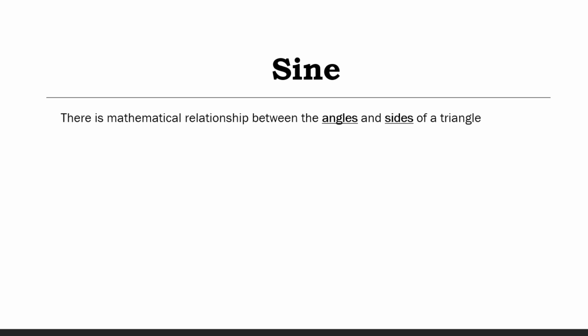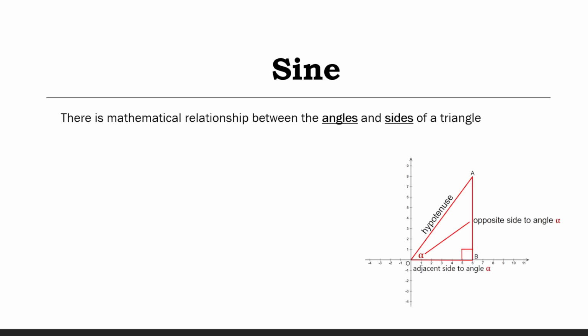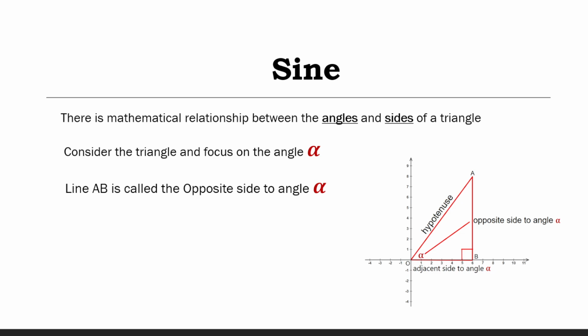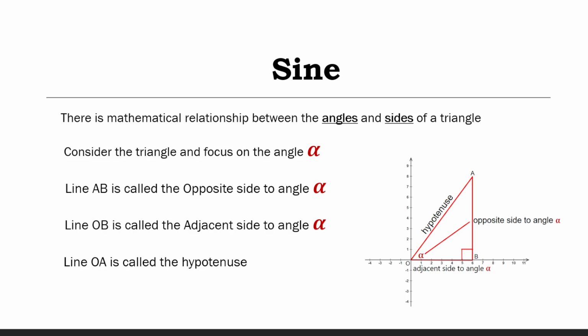Let us focus on the sine at the moment. Given a triangle AOB, let us focus on the angle alpha. Line AB is called the opposite side of angle alpha. Line OB is called the adjacent side to angle alpha. And line OA is called the hypotenuse.